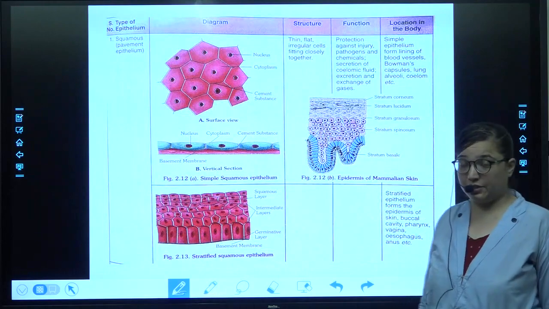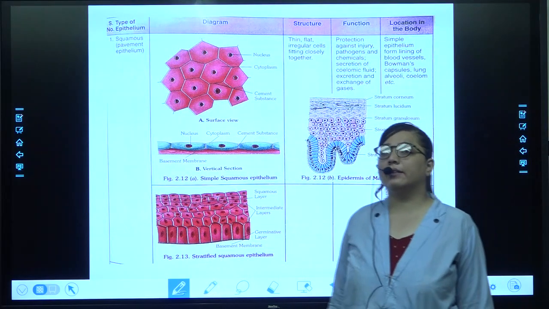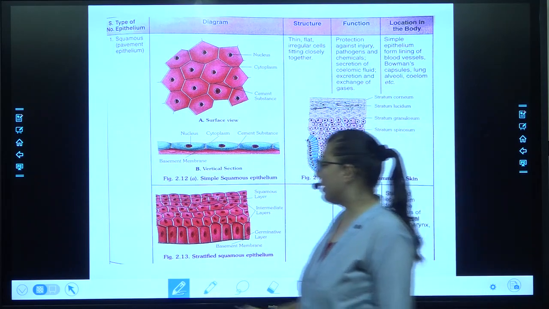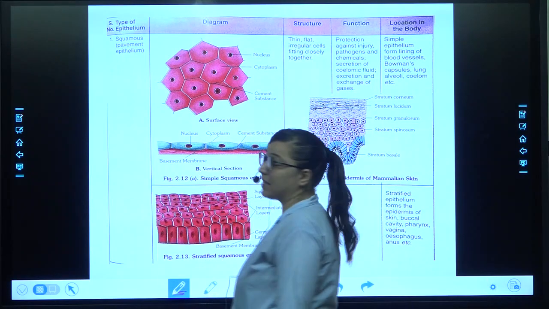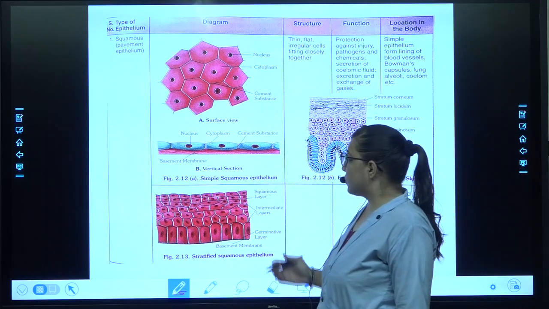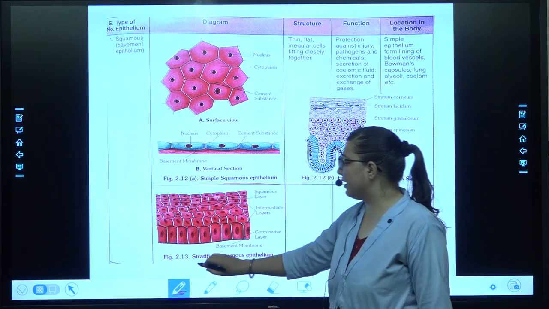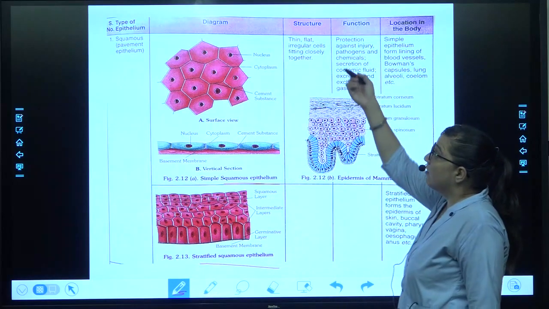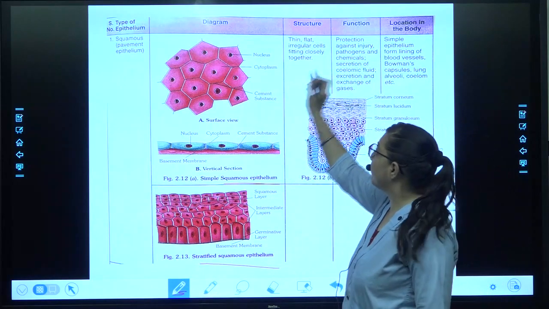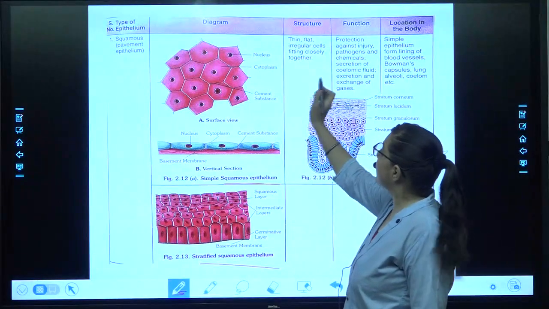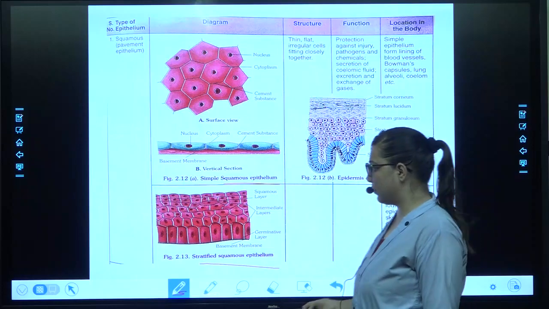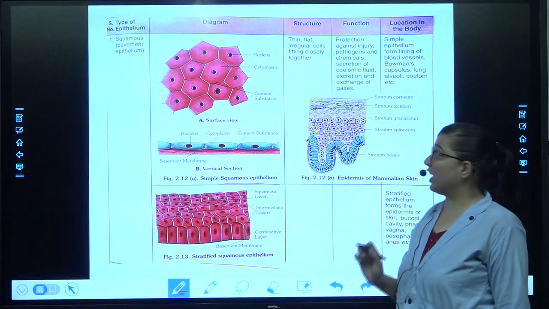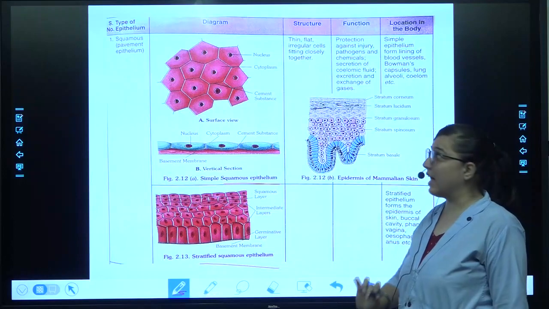Now, the types of epithelial tissue. How many types of epithelial tissues are there? There are 5 types of epithelial tissue. Amongst them, right now we are seeing the very first type, which is squamous epithelial tissue. This squamous epithelial tissue is again bifurcated into 2 parts, simple squamous and stratified squamous. What is the structure? These are thin, flat, irregular cells which are closely bonded together. You can see there is no space between them. What is their function? It will protect against any kind of injury, against pathogens and chemicals.